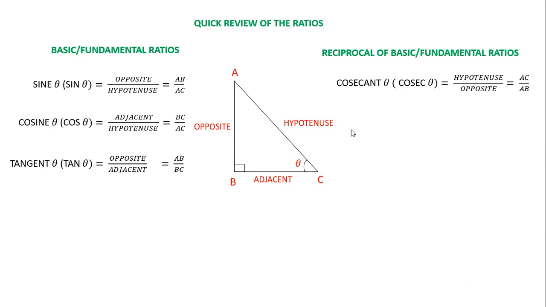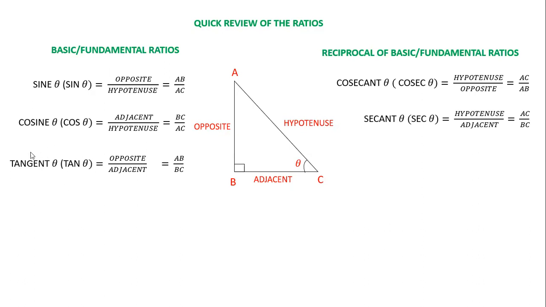Reciprocal of cosine is secant theta. It is read as sec theta. Sec theta is hypotenuse upon adjacent. See here, cos is adjacent upon hypotenuse. This is the reciprocal, hypotenuse upon adjacent. So cos is BC upon AC, and sec will become AC upon BC.